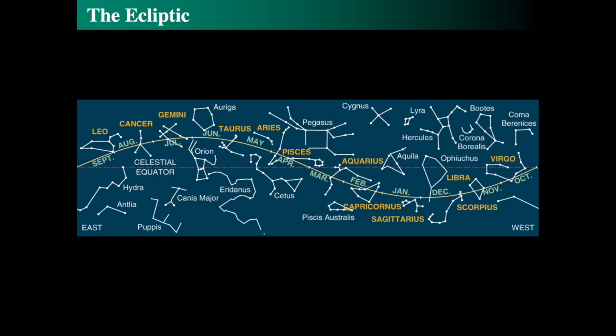The zodiac are the constellations through which the sun passes on its path around the ecliptic. So we have the celestial equator, which is the projection out into space of the Earth's equator. We have the ecliptic, which is the path that the sun takes in the sky. And the zodiac are the constellations through which it passes. So let's look at those particular zodiacal constellations.